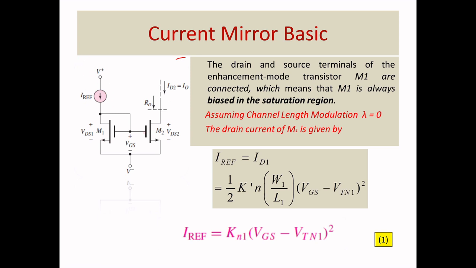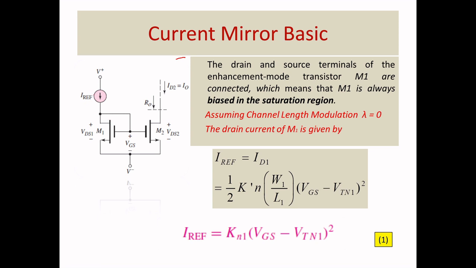M1, M2 are like matched transistors. If I want to design the current mirror circuit, both the transistors have to be identical. That is the first requirement. Identical in the sense all parameters are the same, like K dash n, W by L, mu, Cox, all physical parameters going to be the same. Then only you can design the current mirror circuit.